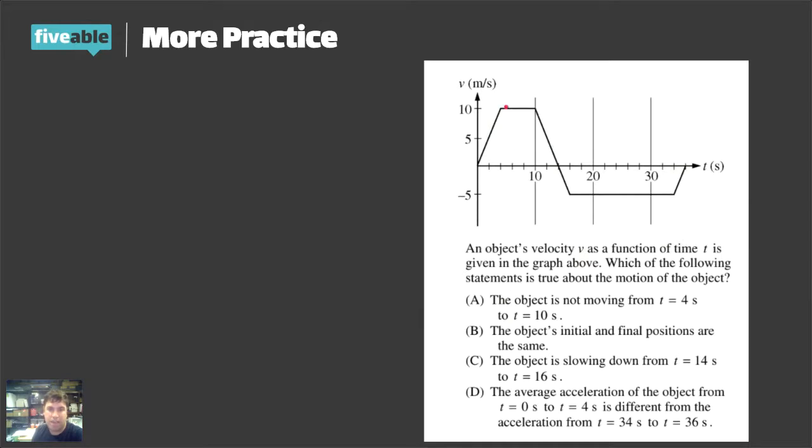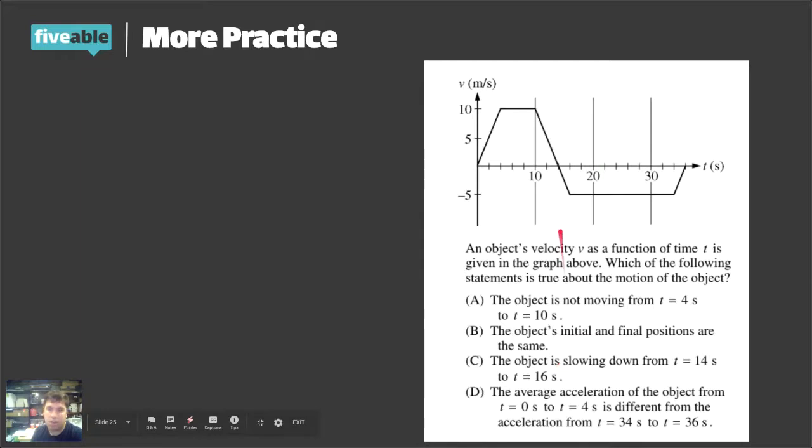So first off, A, not the right type of graph. Horizontal does not mean stopped on a velocity graph. Initial and final positions are the same. Check the areas. If the area of this shape down here is the same as this one, okay. If it's not, then they're not stopped and starting at the same spot.